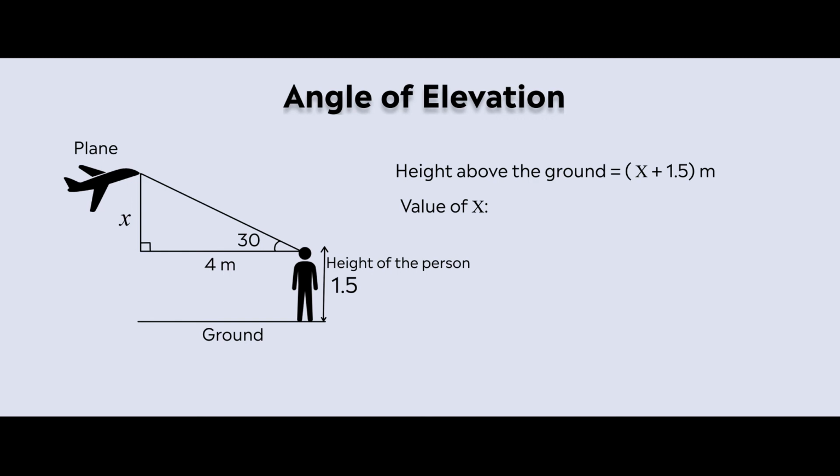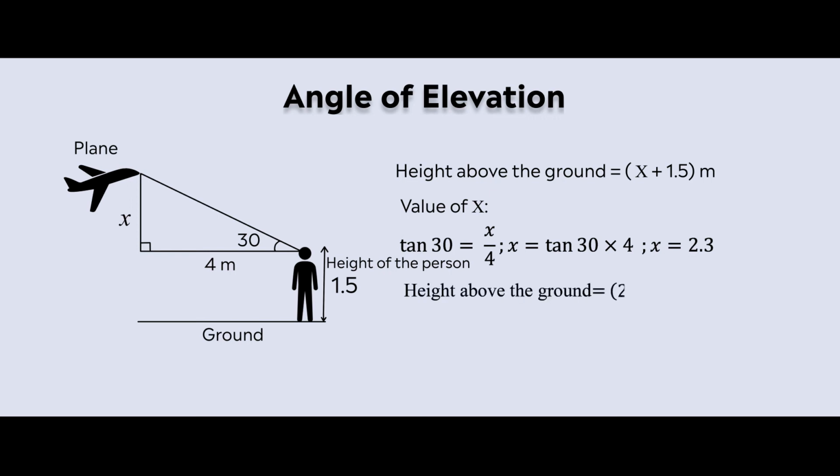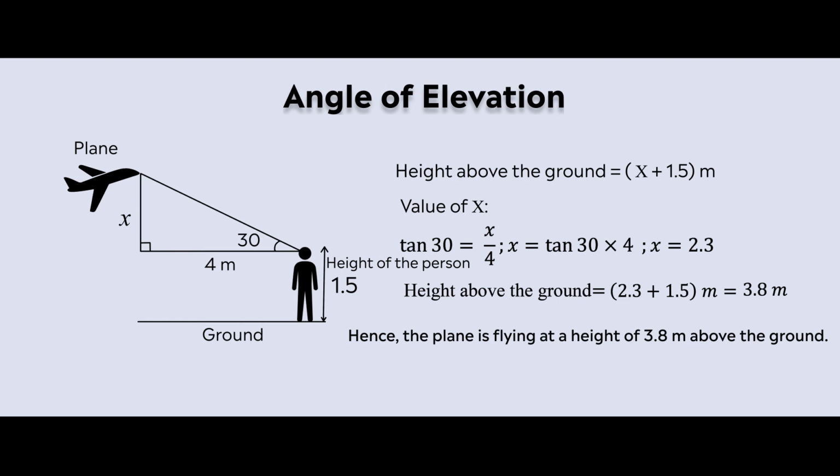We can use the tan ratio again. So our equation would be tan 30 equals x over 4, where x would be equal to tan 30 times 4, and we get x equals 2.3. So the height above the ground would be 2.3 plus 1.5, which is 3.8 meters. Hence the plane is flying at a height of 3.8 meters above the ground.